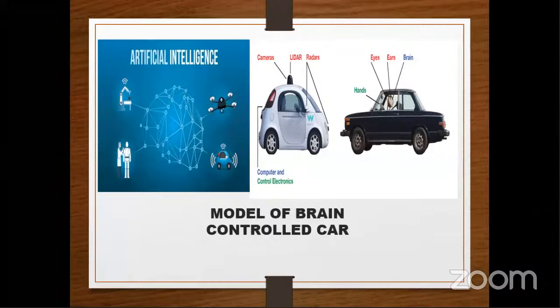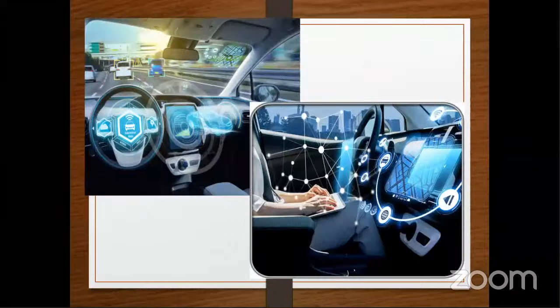As you can see in the above picture, it contains cameras, radars, and computer control electrodes. And this is the way a person can handle this car. He is operating this car with his brain or computer signals generated here.